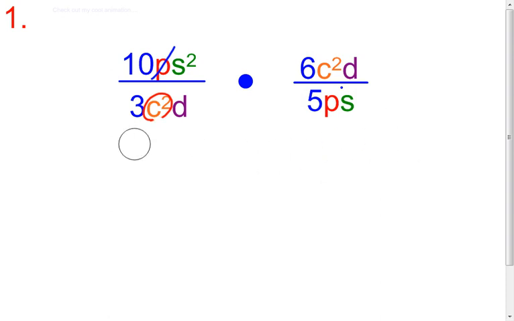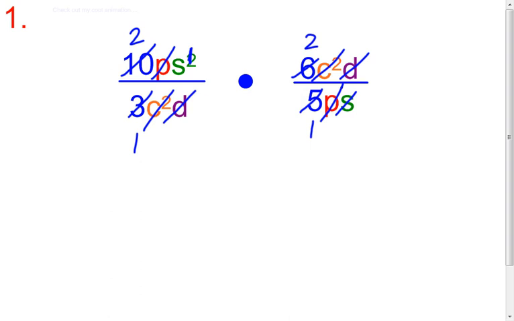I'm going to erase this just to clean it up a little bit. Okay? All right, your p's are going to cancel with each other. Your c squareds will cancel with each other. Your d's will cancel with each other. 1s will cancel with this and make that a 1. And then I have a 5 here that cancels with this 10. And this 3 cancels with this 6.